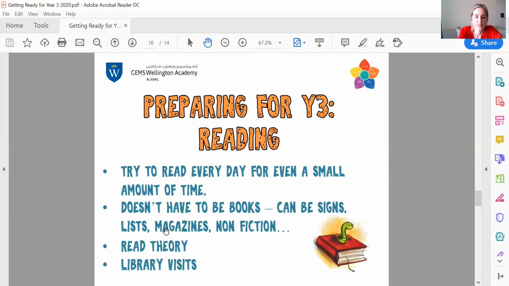I've also put down there Read Theory, which is a website. I'm not sure if you guys are set up with it in Year 2, but in Year 3 we set up the children with Read Theory accounts. So my teachers are going to make sure that classes are set up on Read Theory as soon as possible. And then I put library visits. Obviously I'm not sure how that's going to work with social distancing, but it's a nice idea to get children engaged with reading and give you something to do for the day. Go and visit the library at the Mall of the Emirates perhaps.